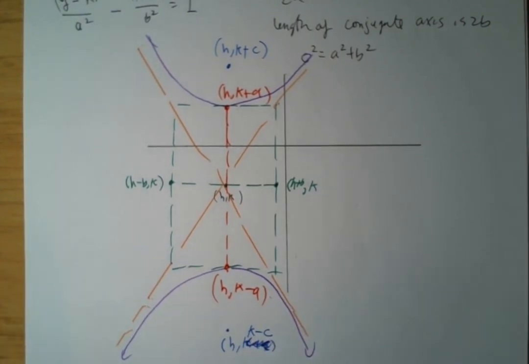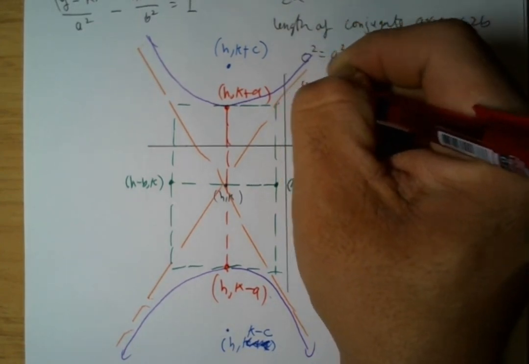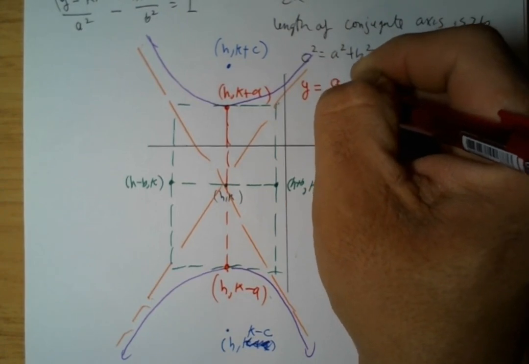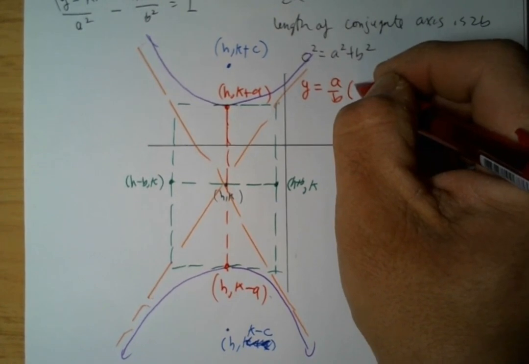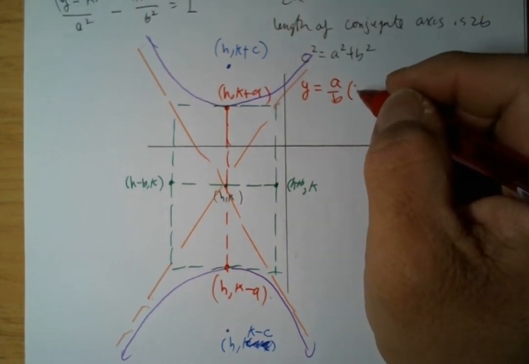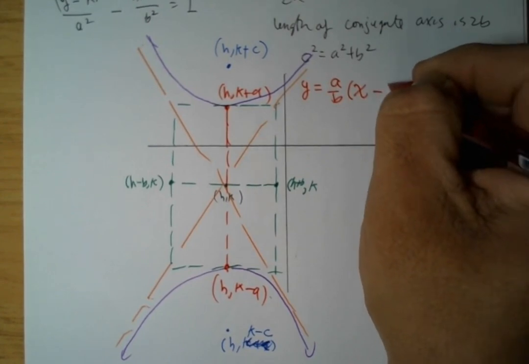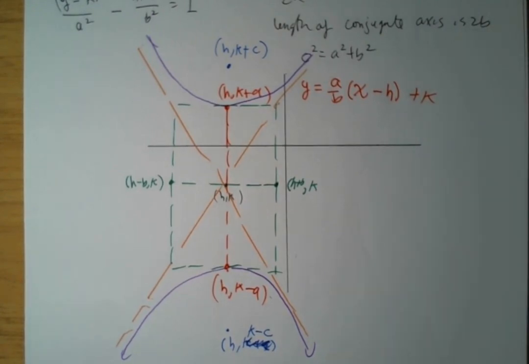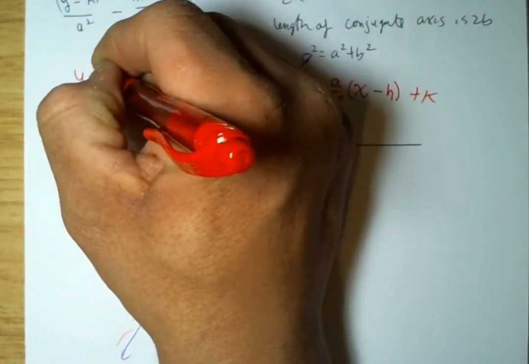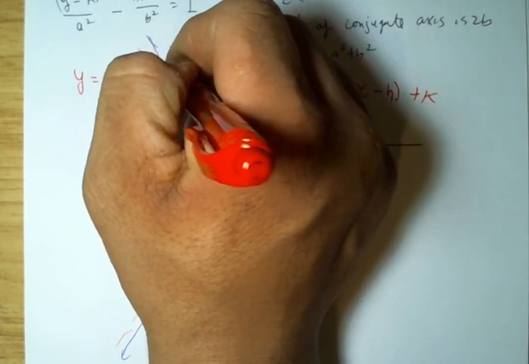Now the equation of the asymptotes. Our slope is now the reciprocal, a over b instead of b over a for the previous one. Same rate of change. The only thing that changes is the horizontal and vertical shifts, and the way we achieve those shifts is by (x minus h) plus k. And then for this other asymptote, it has the opposite slope, with (x minus h) plus k.